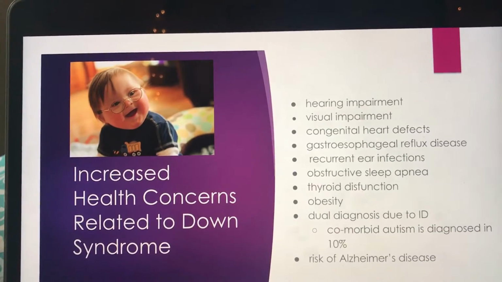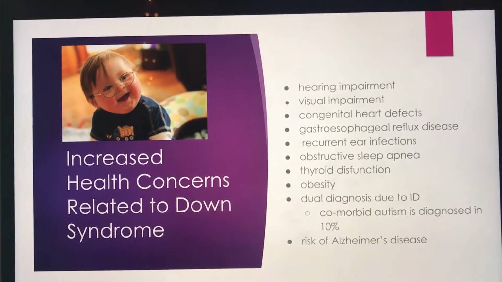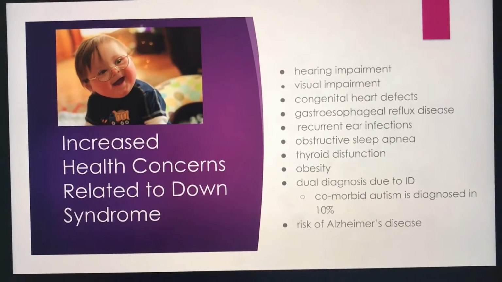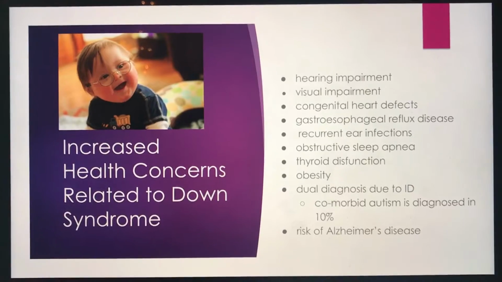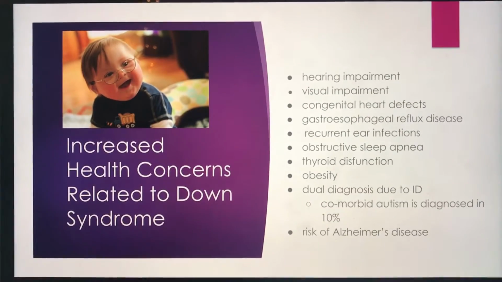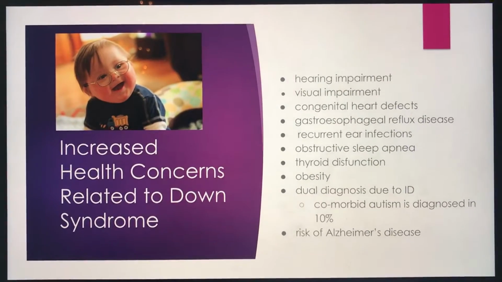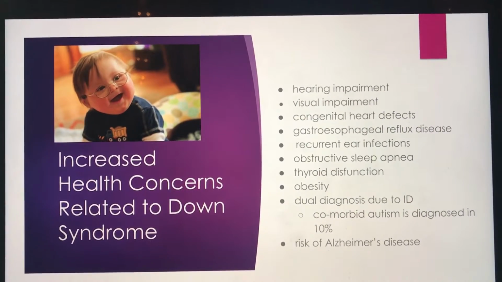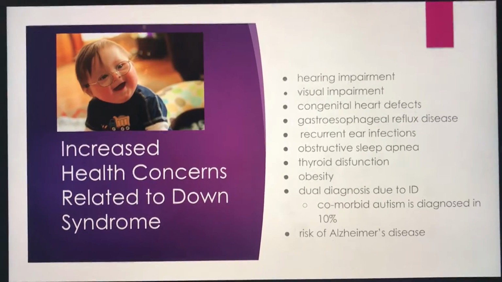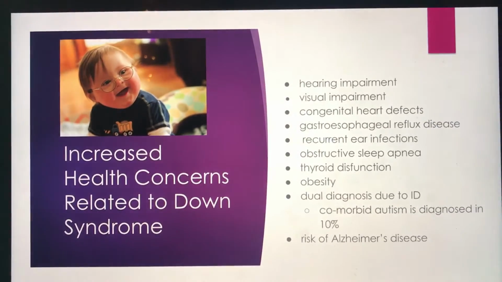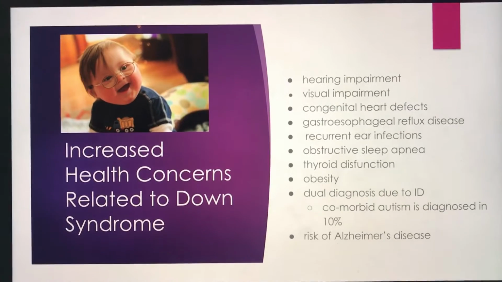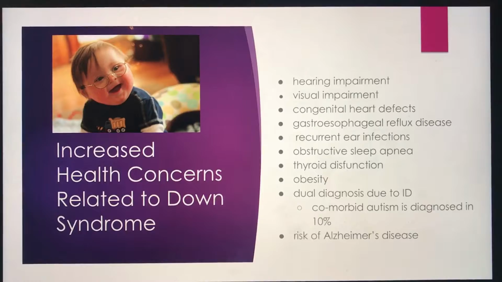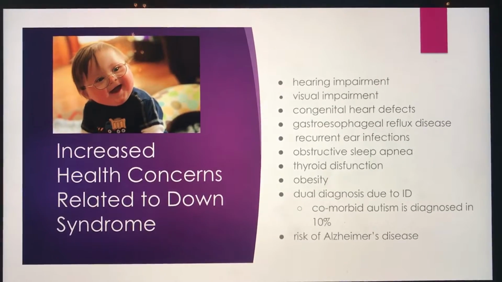So also going along with that, about 10% of kids with Down syndrome are also diagnosed with autism at the same time, which could increase our need for therapy as SLPs as well to help them with pragmatic difficulties that come from the autism diagnosis. Then later in life, people with Down syndrome are also more prone to Alzheimer's disease, which can also increase our need for services later in their life for speech and language.